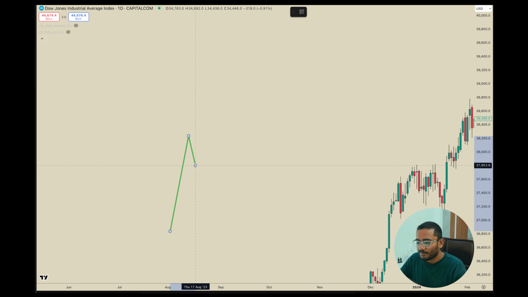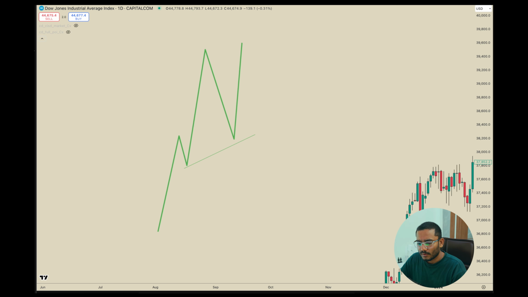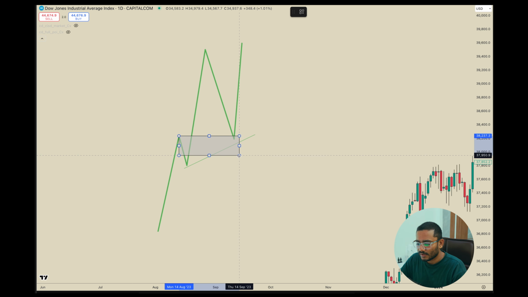If price mitigates an order block, then it creates trend line liquidity. That's how simple it is. For example, there is an order block over here and price mitigates this order block, then it becomes trend line liquidity. Now this order block is mitigated. What is mitigation? When price touches this order block, then it goes in another direction. It's called trend line liquidity.